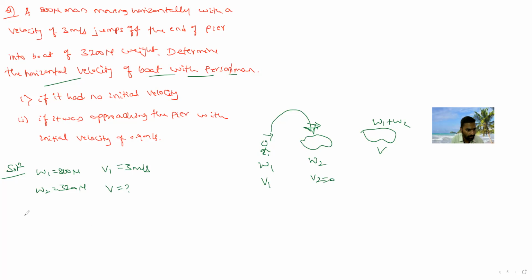So to find V, see, he has given two conditions. First condition, the boat has no initial velocity. Means to find V, when the first case is V2 is equal to 0. Then the second case, V2 is equal to minus 0.9 meter per second, because it was approaching the pier. Initially, the person is moving away from the pier. Now the boat is coming towards the pier. That's why he has to take minus 0.9 meter per second.